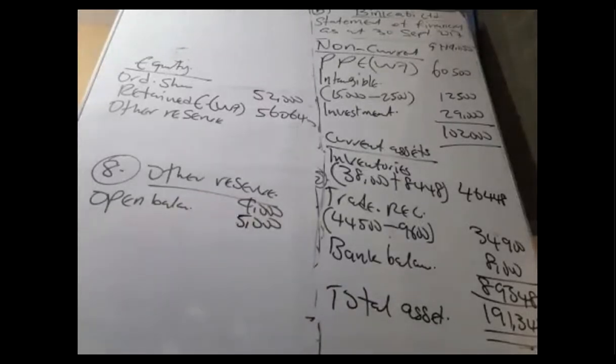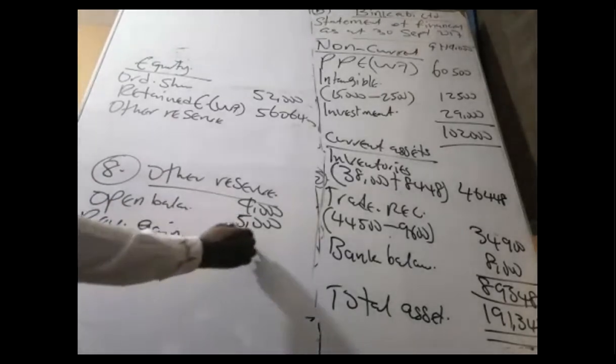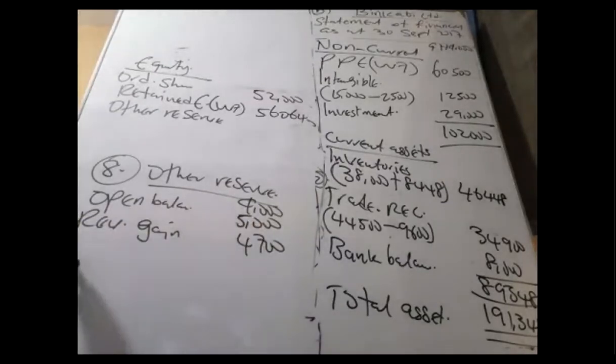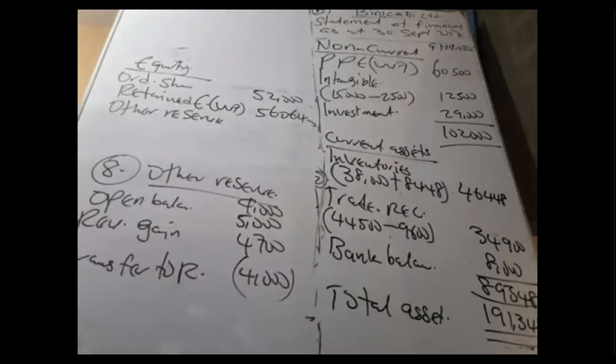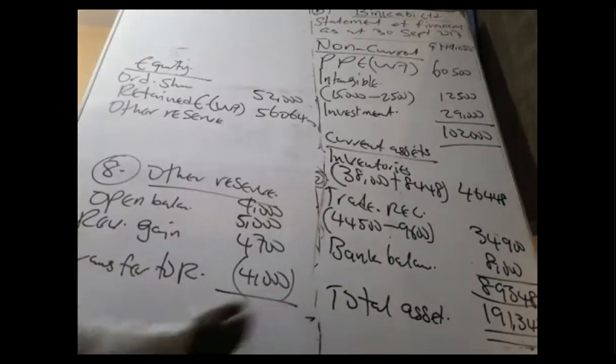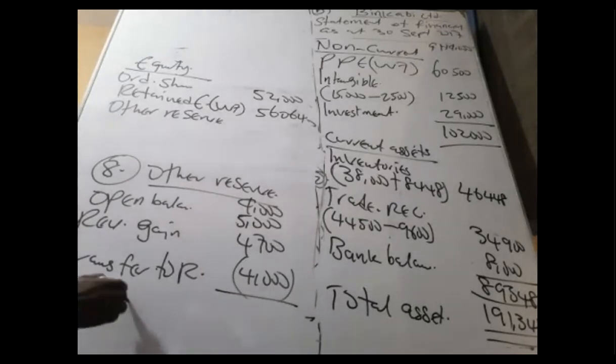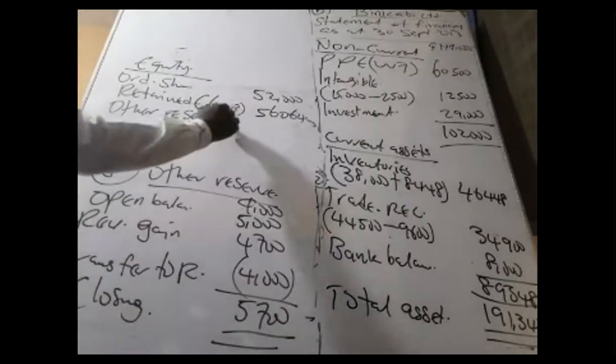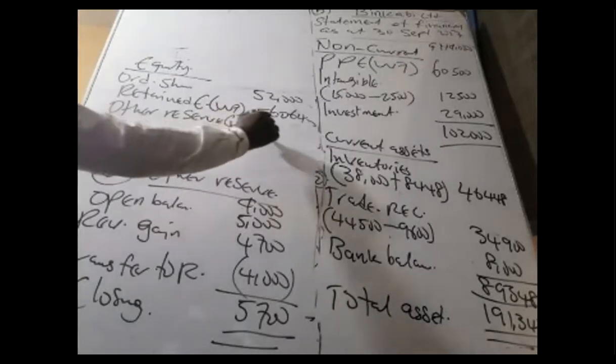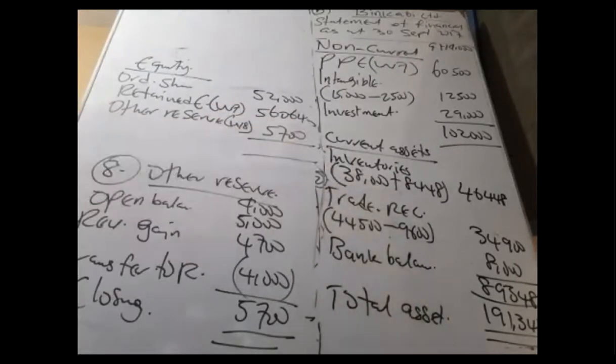And there's OCI, the revaluation gain will go there. The revaluation gain that we had is 4,700. Transfer to the retained earnings, we transfer 4,000. The recipient account you add, the one that is giving out, you subtract. We get a closing balance of 5,700, taking to workings number 8. That is all for equity.